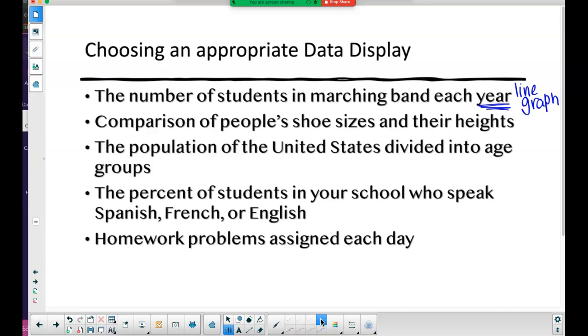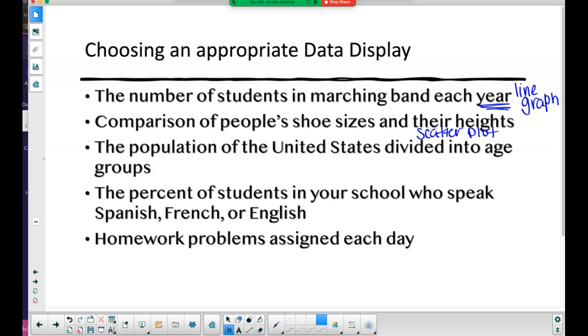All right. The next one, comparison of people's shoe sizes and their heights. I'm comparing shoe size to height. I've got two different things that I'm comparing. What kind of graph should I use? A scatter plot. Okay, because we're comparing two different things, we're going to use a scatter plot.